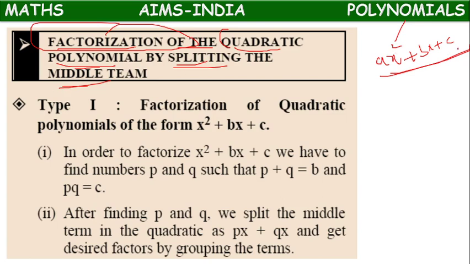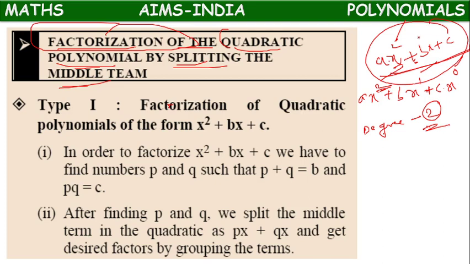Here we have three terms. The first term is x square. The second term we can take as x power 1. In the third term there is no x, so we can take it as x power 0. Here the power of x is 0, here it is 1, here it is 2. What is the highest power? 2. The highest power is called the degree of the expression. The degree of the expression is 2. That's why this is an example of a quadratic polynomial.